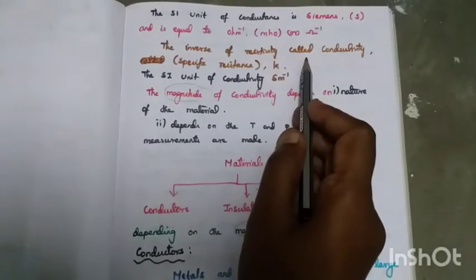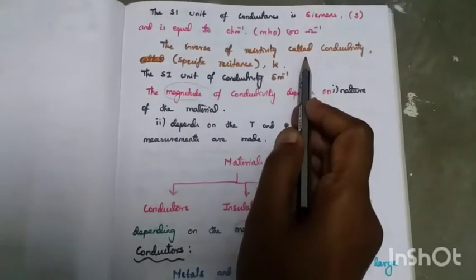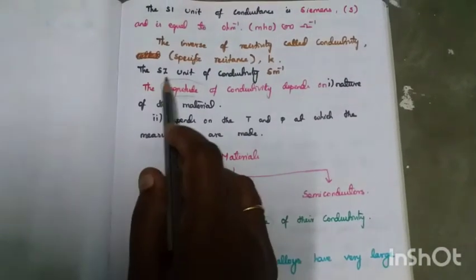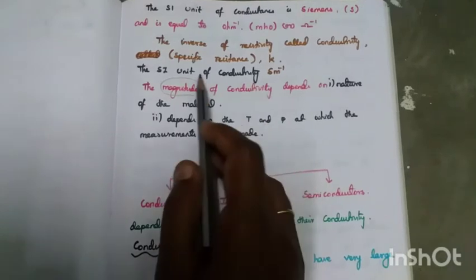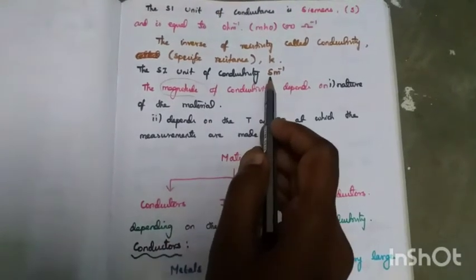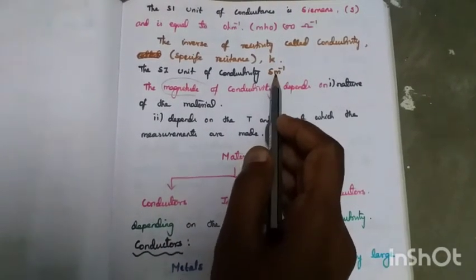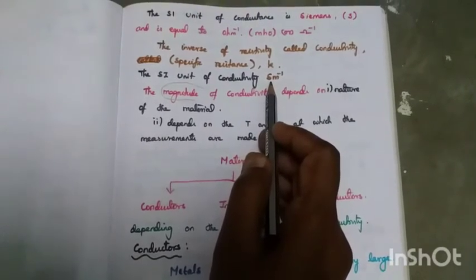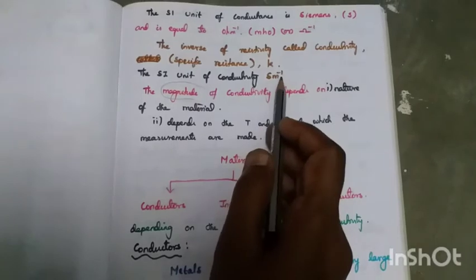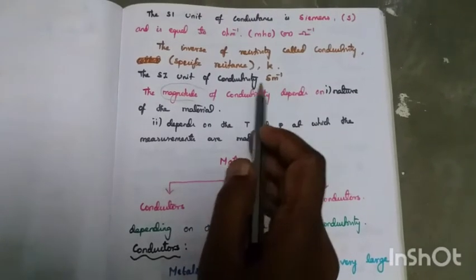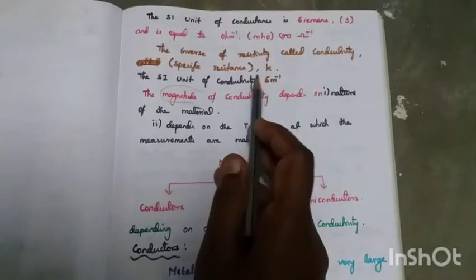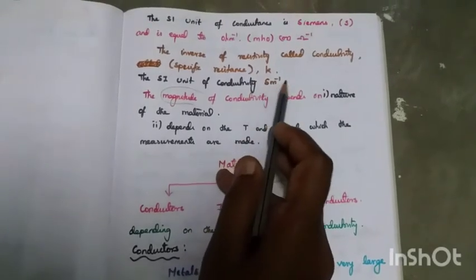Inverse of the resistance is conductance, and the inverse of resistivity is called conductivity. It is also called specific conductance K. The SI unit of conductivity is Siemens meter inverse. Siemens is the unit of conductance, no? So Siemens meter inverse, that is mho meter inverse. And ohm meter is the unit for resistivity. Conductivity is ohm inverse meter inverse.